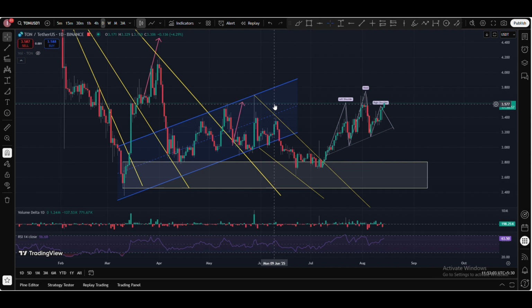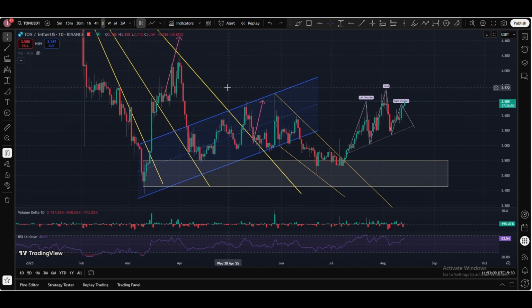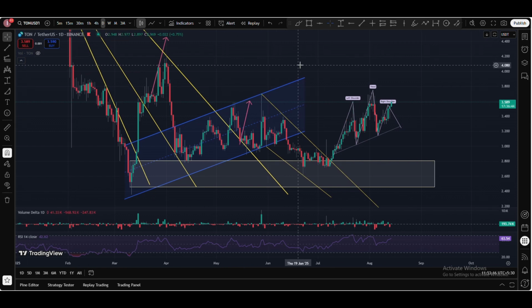That is a resistance level, so therefore I want to close my trade. That is a 10% profit.